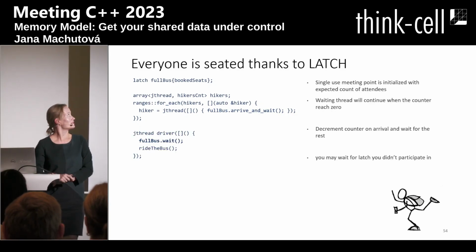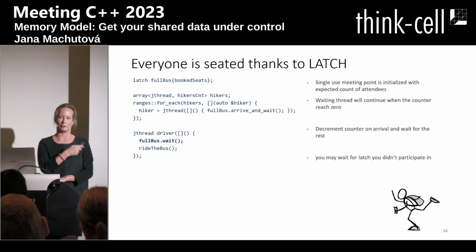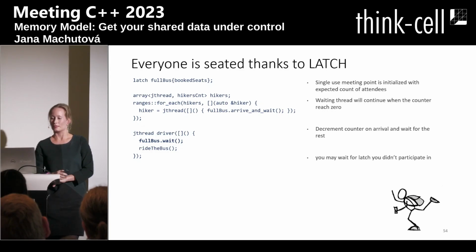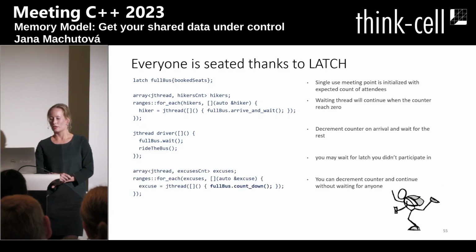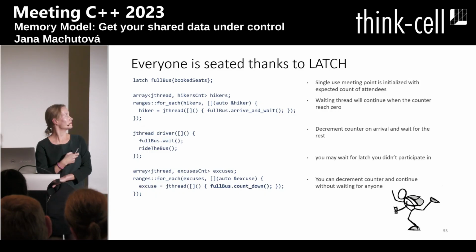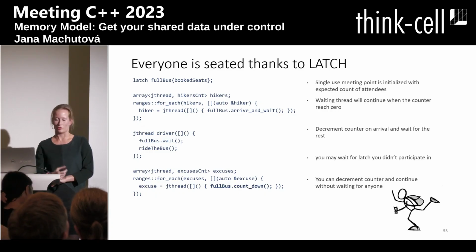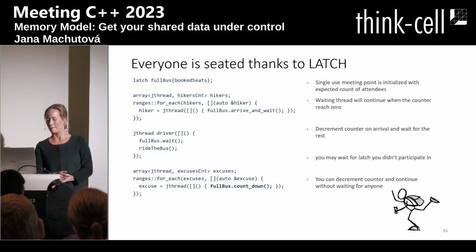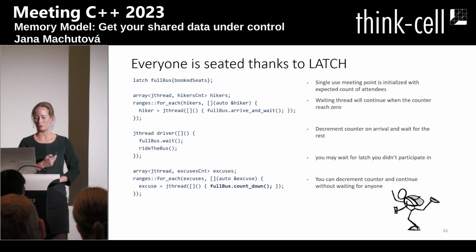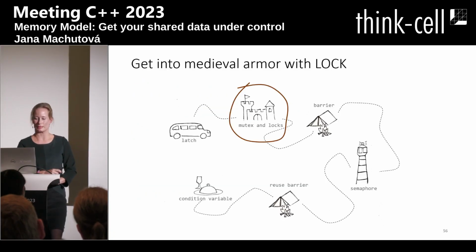But the driver doesn't have a seat reserved, so he's just waiting. In a latch, it's possible to wait even when you didn't participate in decrementing the counter. So you can just wait on that latch. And also you can just count down. Those are the hikers who are excused. They are sick or something. They just called, okay, we won't come. You decrement the counter, you are not waiting for them, and they can continue immediately. Again, they are not waiting. So this is a very basic synchronization technique, which is actually pretty powerful, and we are able to go on our trip thanks to it.